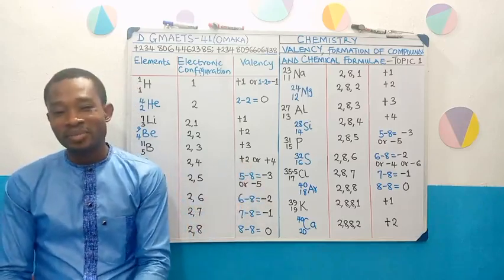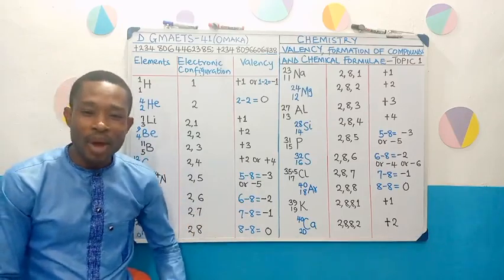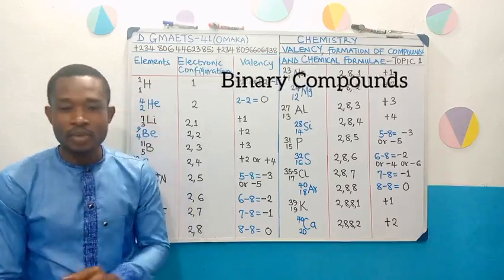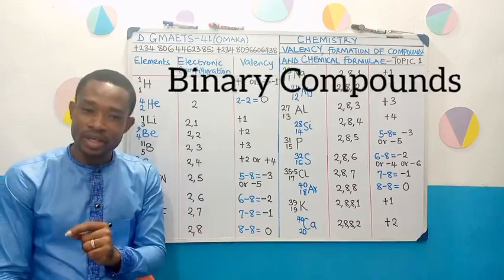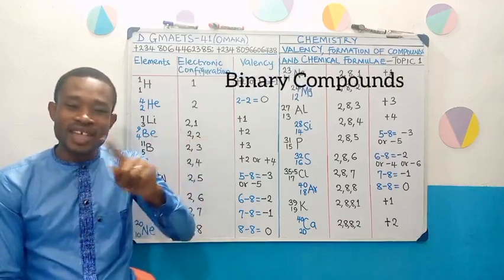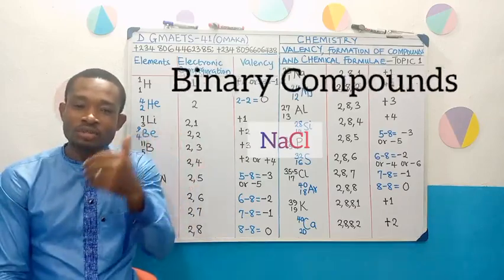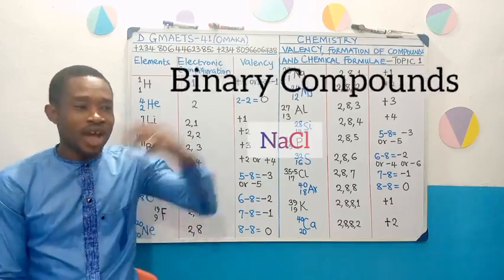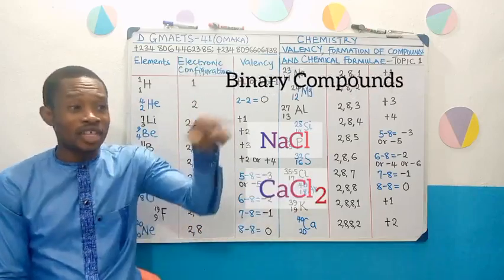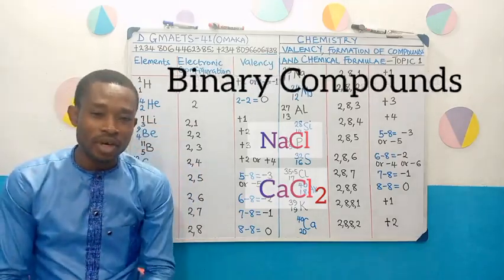It is now time we are going to learn how compounds are formed. First, binary compounds. For example, if you have sodium and chlorine, they react to give you sodium chloride, and you write the chemical formula as NaCl. What about calcium chloride? Reaction between calcium and chlorine. Hey, the compound is written as CaCl2. Where did that 2 come from?